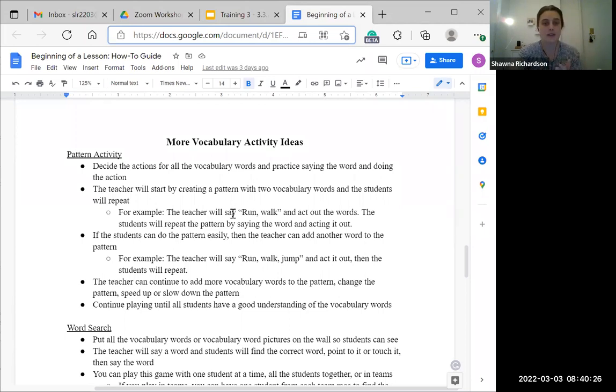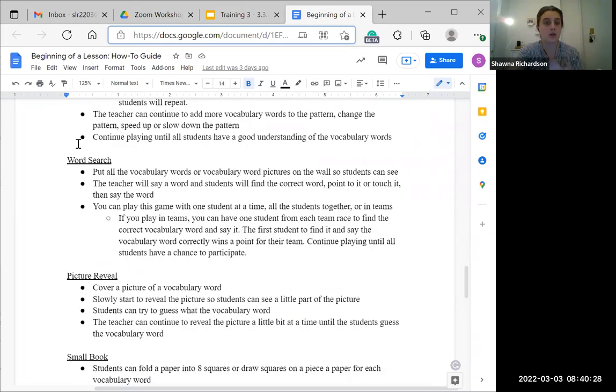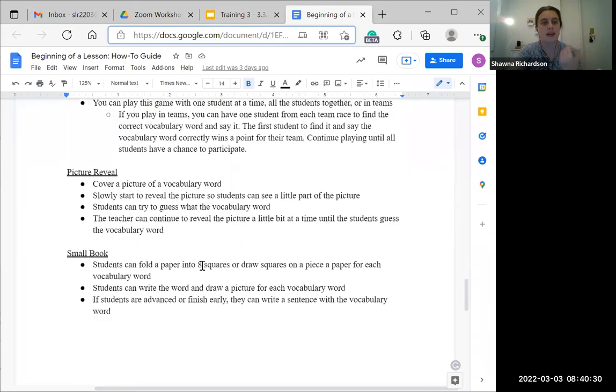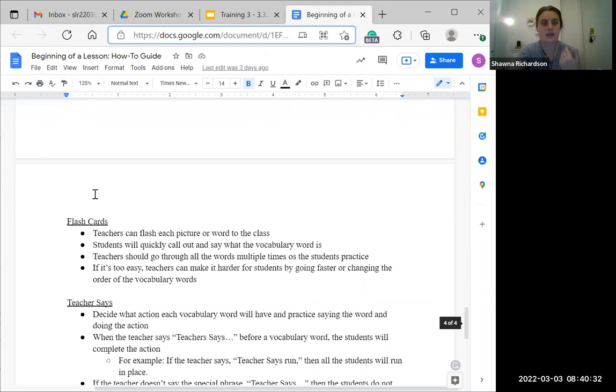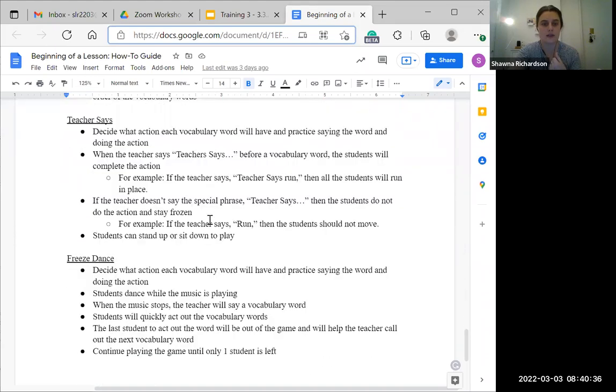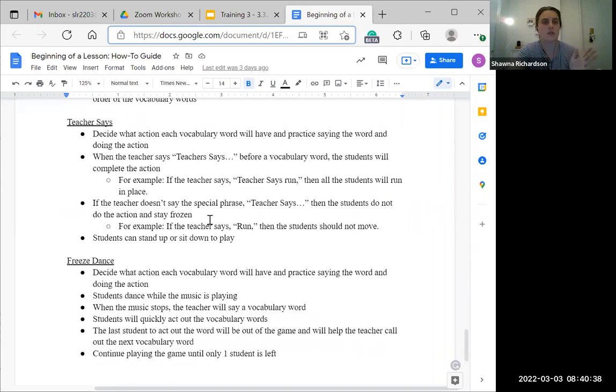So I have the pattern game. There's also a word search. There's many, many ideas and activities that you can do with your students, okay? These are just some examples.